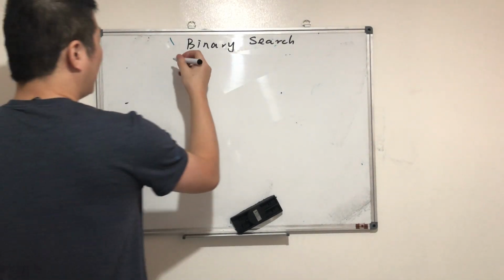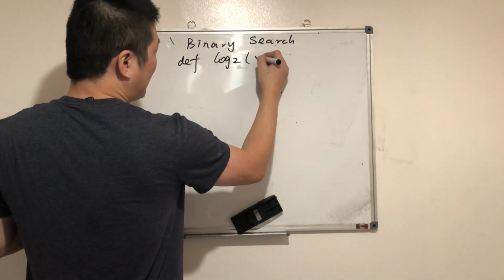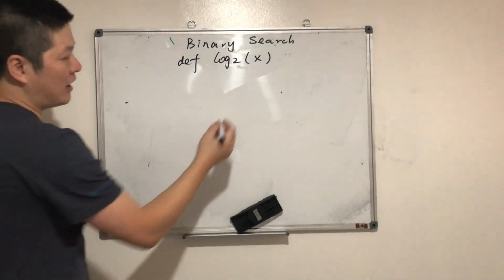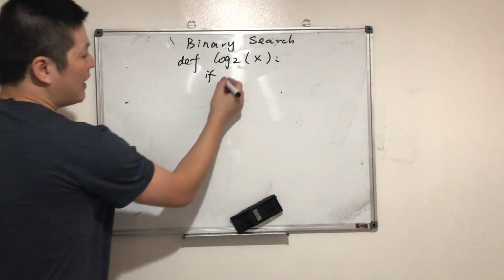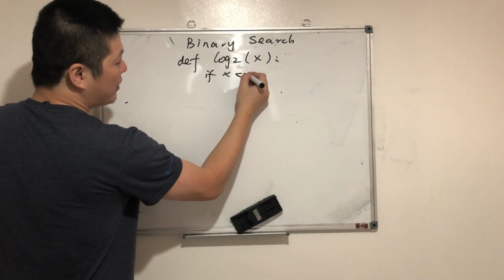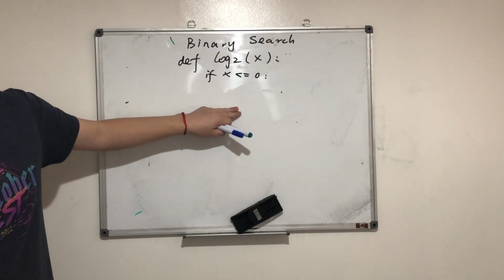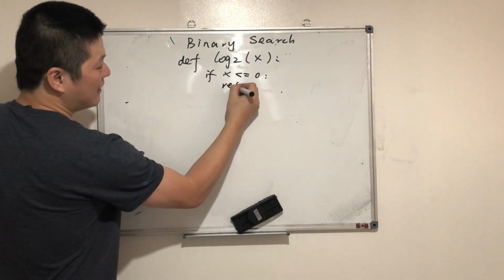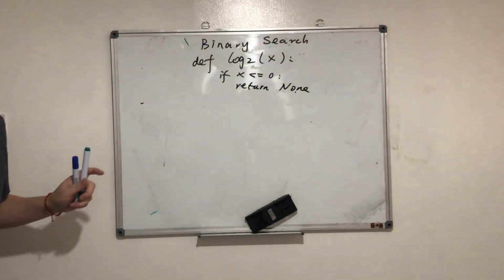Look at me. Define log 2 x. Let's first check: if x is smaller than or equal to 0, there is no such thing, right? What should we return? We return none. We're done, return none. We can't find this value, okay?